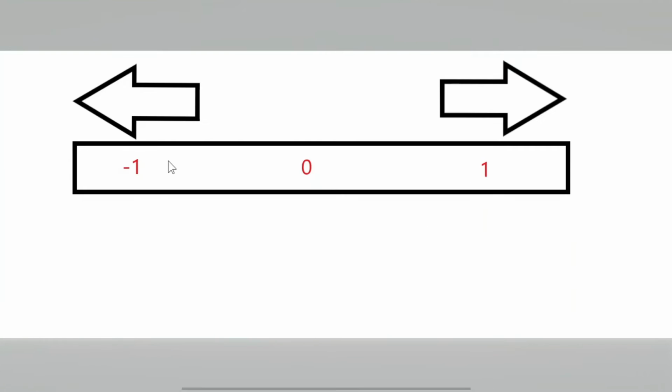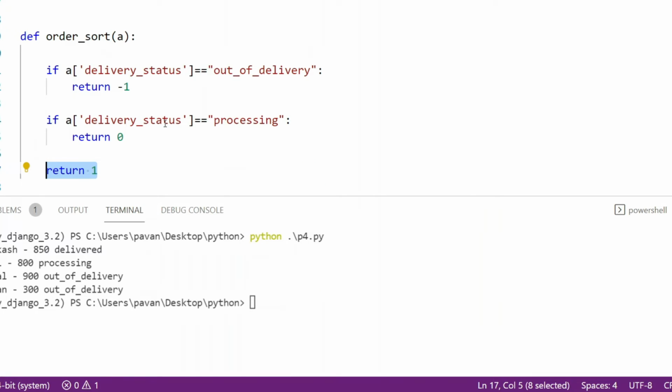I have a sample diagram here. Suppose for any object, if you return -1, it will push that object to the left side of the list, and if you return 0, it stays the same, and if you return 1, then it will go to the right side of the list, that is at the last. So -1 comes first, 0 doesn't change, and 1 makes the sort method push the particular object to the end of the list. This is how the sort function works.